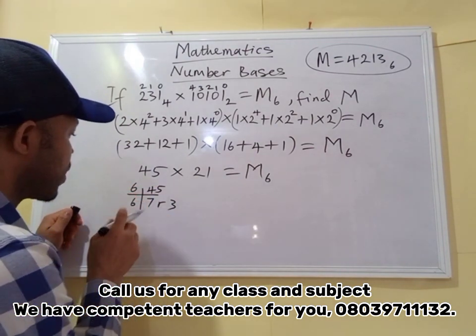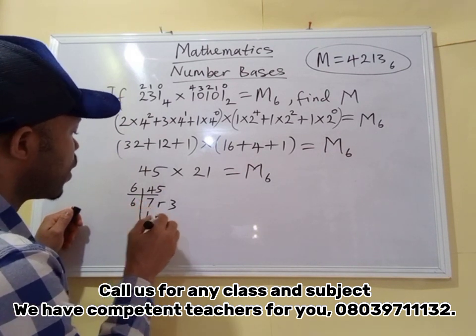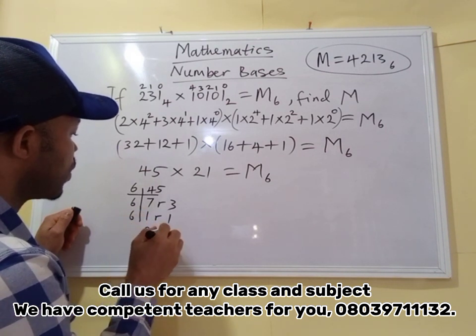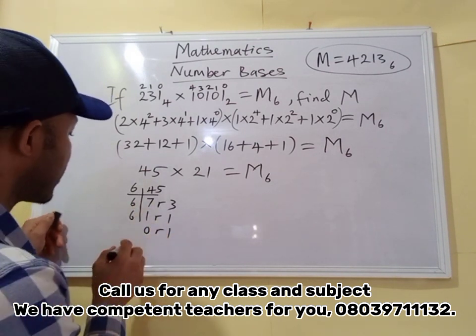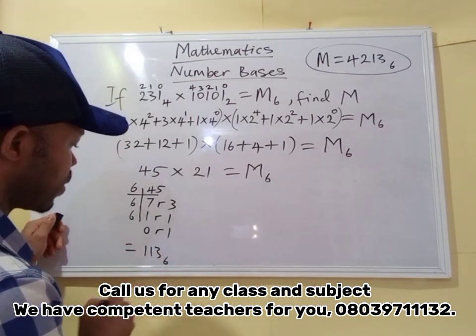So bring it down, 6 again. 6 in 7 is 1, remainder 1. 6 in 1 is 0, remainder 1. So our answer there is 113 base 6. It's now in base 6.